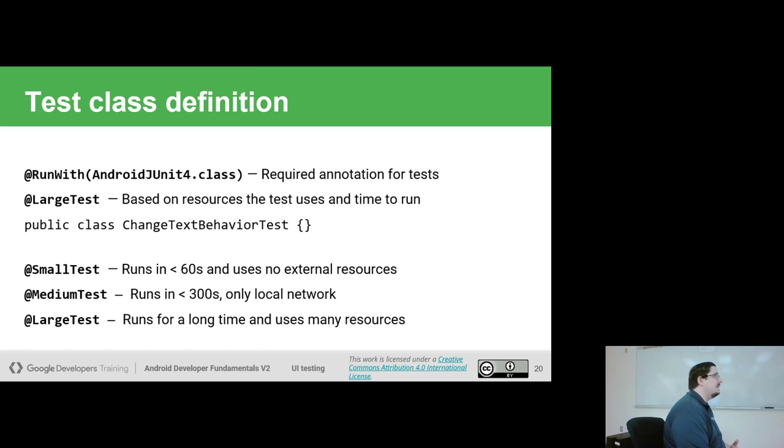So to create a test, we'll create a new class. We're just going to start in that folder and create a new class. Typically, we're going to end the name of that class with Test. So this is ChangeTextBehaviorTest. On top of that class, we need to add two annotations. The first one is @RunWith(AndroidJUnit4.class). And the second annotation we need to add is the size of the test.